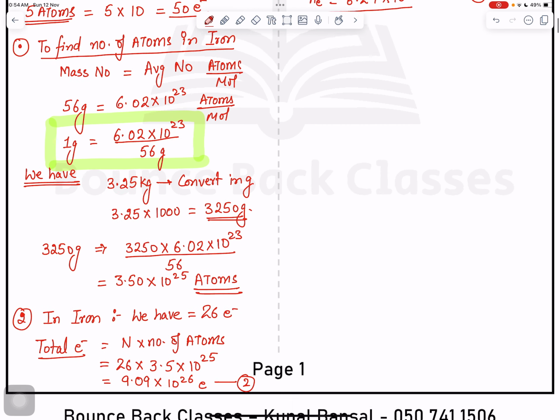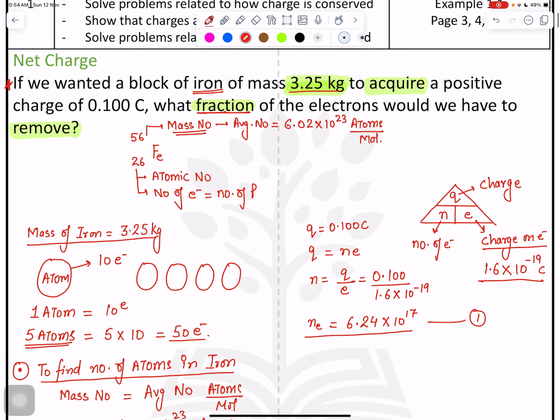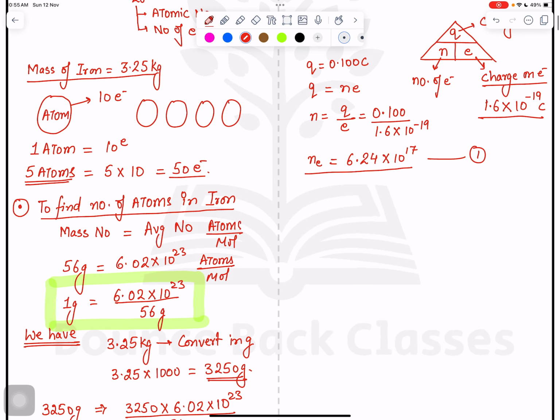So guys, now what we have to find out? Just try to understand the question again. If we wanted a block of iron of mass 3.25 kg, okay, we have a piece of iron, fine. We need to acquire a positive charge. This is the charge. So what fraction of electrons we have to remove? So fraction means divide. So guys, now this is our final part. Okay, so fraction of electrons to remove.